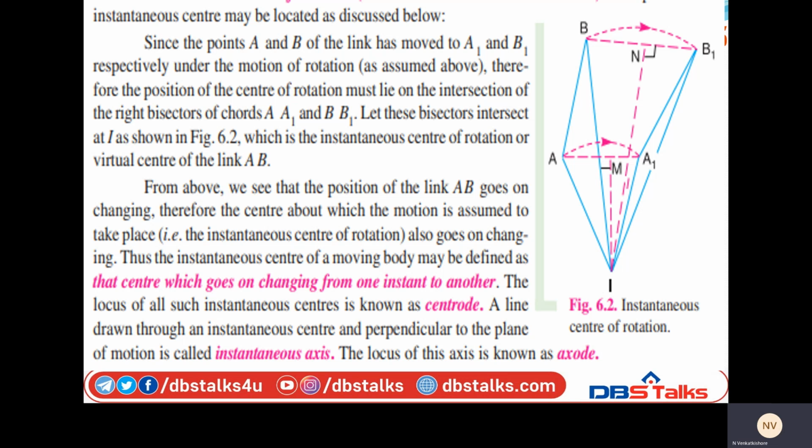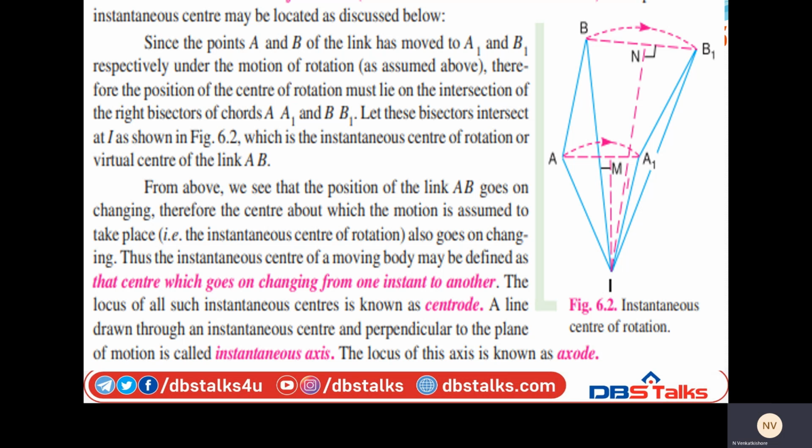Since the points A and B of the link are moved to A1 and B1 respectively under the motion of rotation, the position of the center of rotation lies on the intersection of the right bisectors of the chords A A1 and B B1. Let these bisectors intersect at the point I, called the instantaneous center of rotation or virtual center of the link AB.